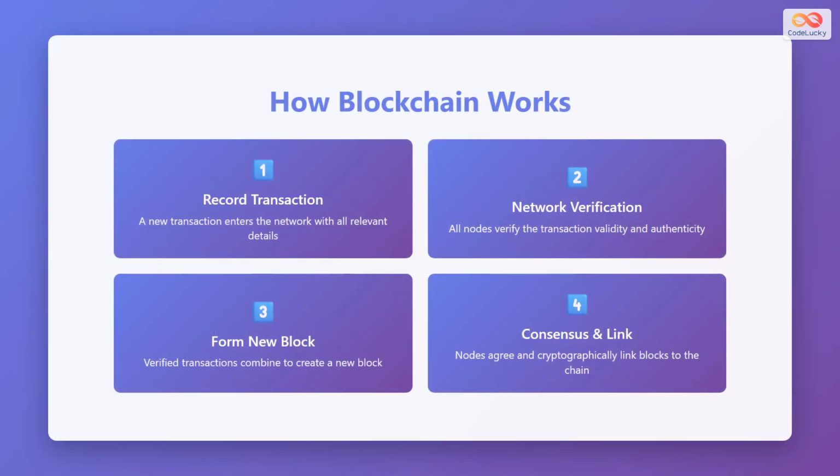Blockchain operates in 4 key steps. First, a new transaction enters the network with all relevant details. Second, all computers in the network, called nodes, verify that the transaction is valid and authentic. Third, once verified, transactions combine together to form a new block of data. Fourth, the nodes reach an agreement and cryptographically link this new block to all the previous blocks in the chain, creating an unbreakable chain of records.